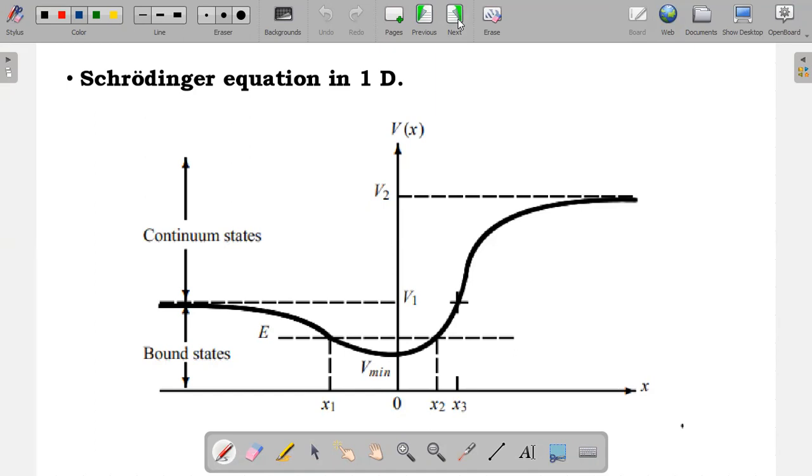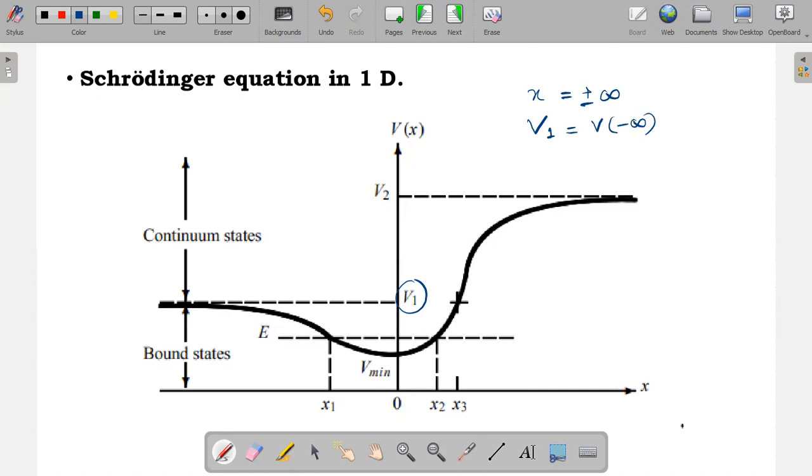And in this case, it is finite at x equal to plus or minus infinity. Okay. And V of 1, we can say that V of 1 is equal to V at infinity.